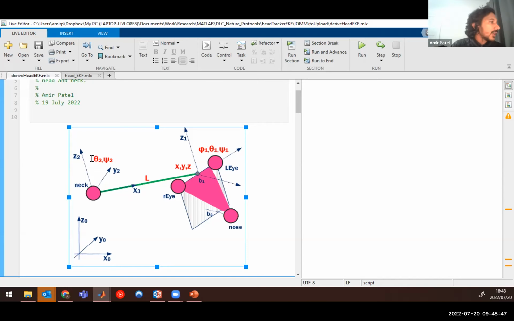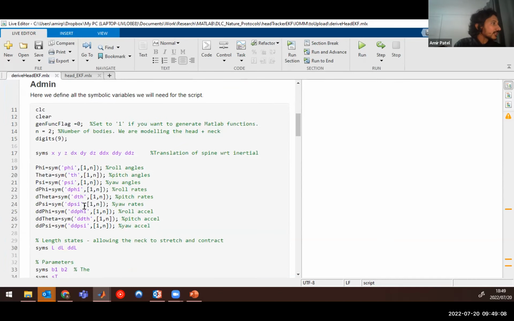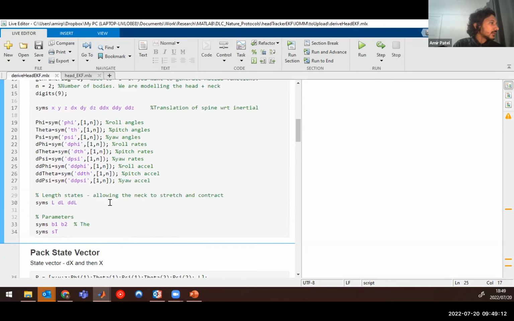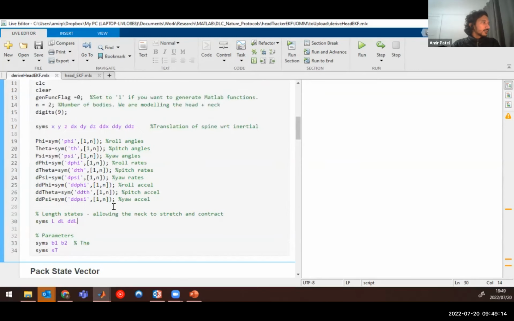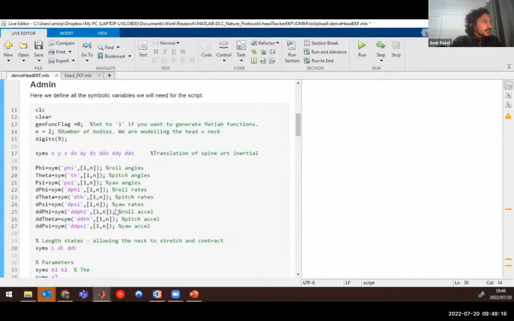Okay, so we have 1, 2, 3, 4, 5, 6, 7, 8, 9. Sorry, L is the 9th state. So we have 9 states, 9 quantities which represent the system, and those are the ones which we're going to try and estimate using our cameras. I hope that makes sense. So I'm just going to walk you through this code quite quickly. We define some symbolic variables over here.